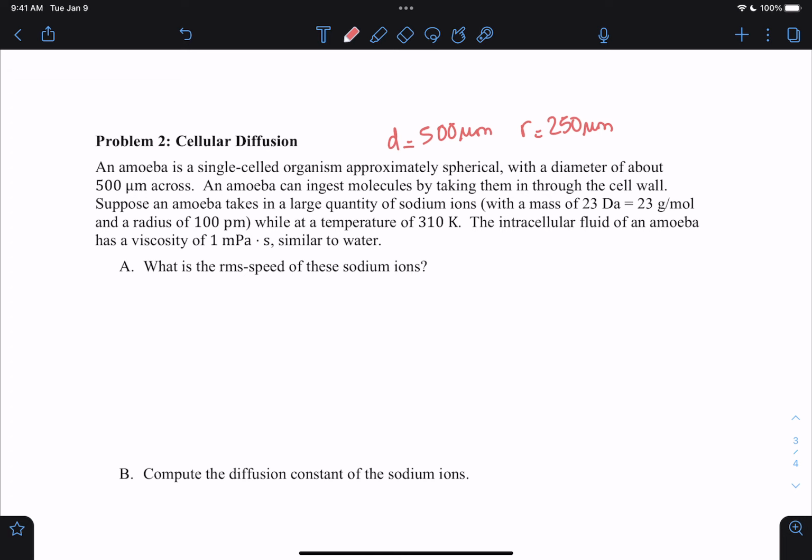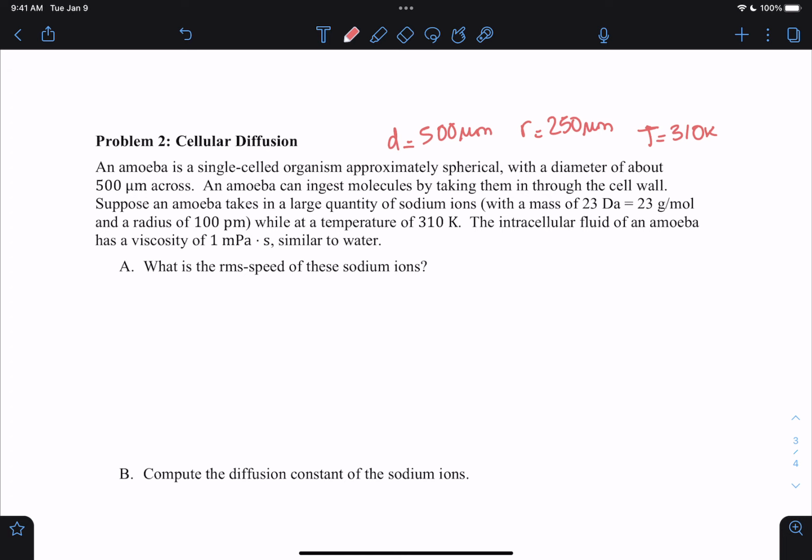An amoeba can ingest molecules by taking them in through the cell wall. Suppose an amoeba takes in a large quantity of sodium ions with a mass of 23 Daltons, 23 grams per mole, and a radius of 100 picometers, while at a temperature of 310 Kelvin. So T is 310 Kelvin, right? The intracellular fluid of an amoeba has a viscosity of 1 millipascal seconds, similar to water.